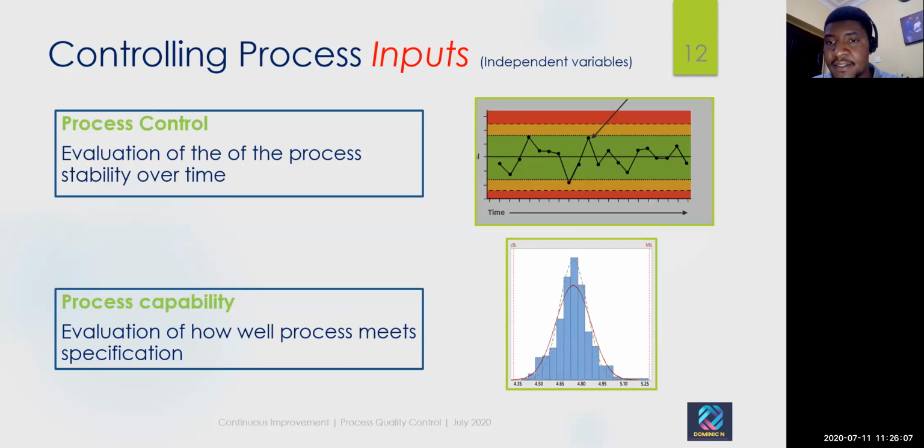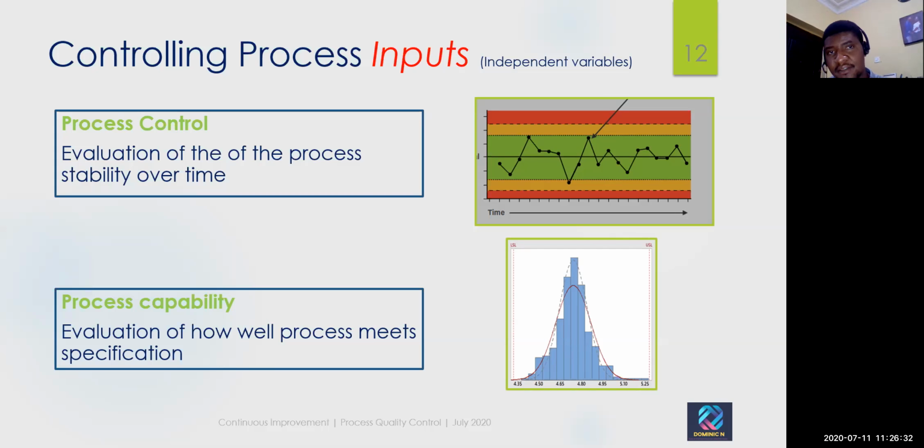So like a run chart. While process capability is the evaluation of how well the process meets its specification. To manage your inputs, it's better to use either of these two graphs, but I would take us through capability first, because the control part we also need to see in the SQC.